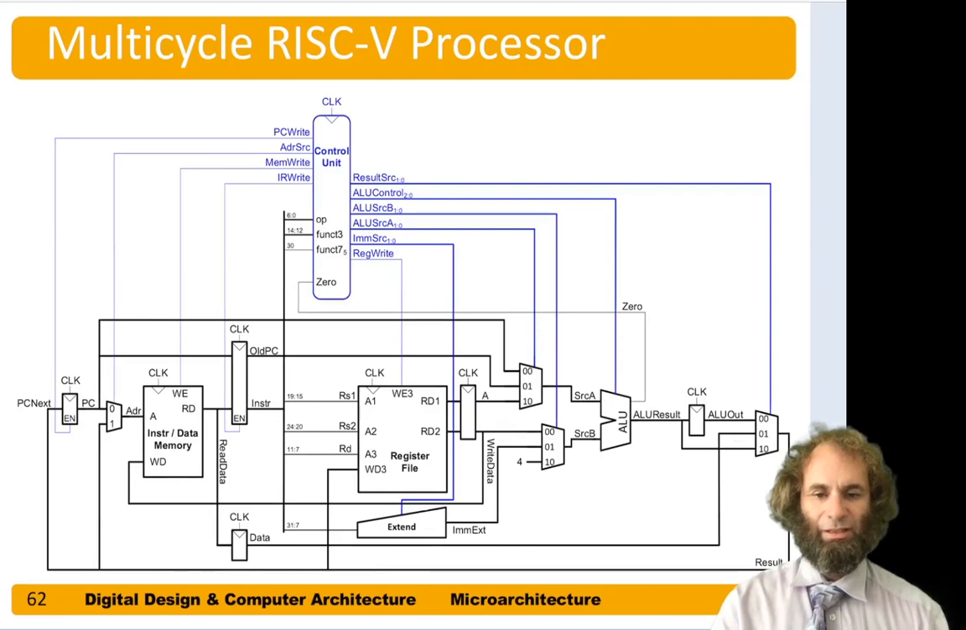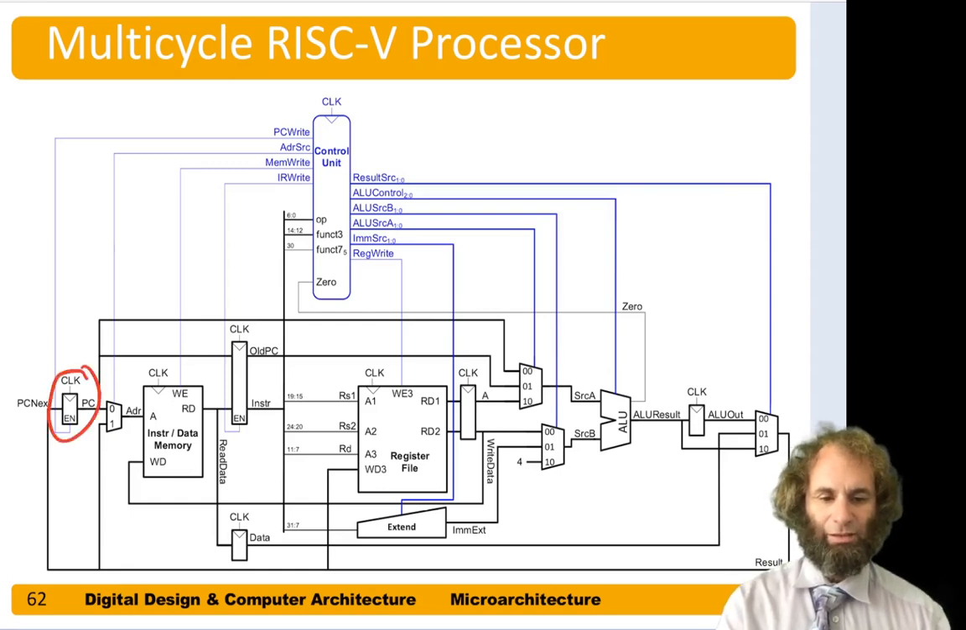So to summarize, here's our multi-cycle RISC-V processor. The black part is the data path. The heavy black wires are generally 32-bit buses. The light ones are smaller buses like the 5-bit register identifiers. And the blue is the control signals.